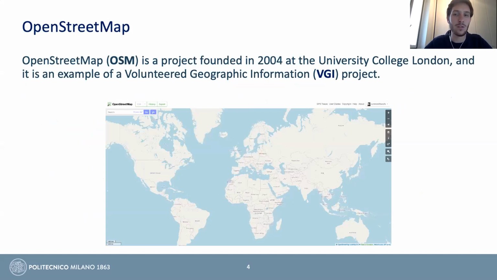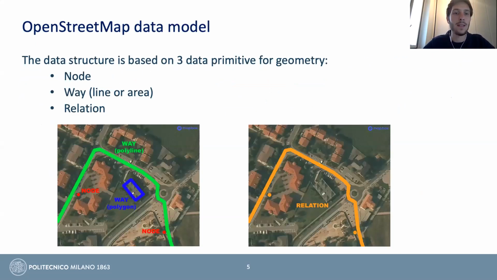I will briefly introduce the OpenStreetMap project, but I believe that most of you know it. This is a project that started in 2004 at University College London, and is exactly an example of a VGI project. The data inside OpenStreetMap are mapped in three different data primitives: the node, the way, and the relation. The relation is the most complex one, and we can say that it's a combination of the previous ones. We can see in the image that the relation is a combination of a node and a way, for example.